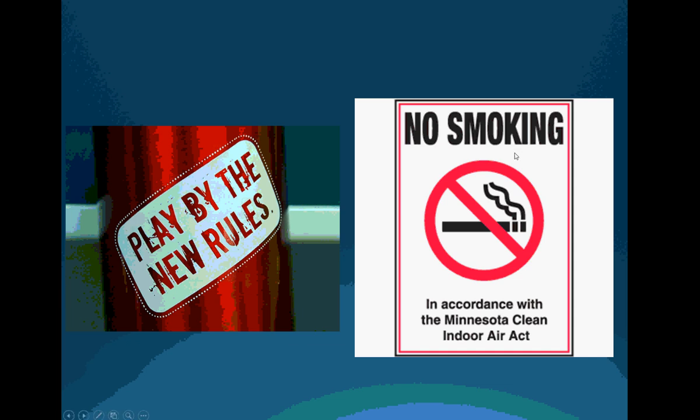Here we have another sign. No smoking in accordance with the Minnesota Clean Indoor Act. Minnesota is a place in the States, and it talks about an act. Is that a rule or a law?